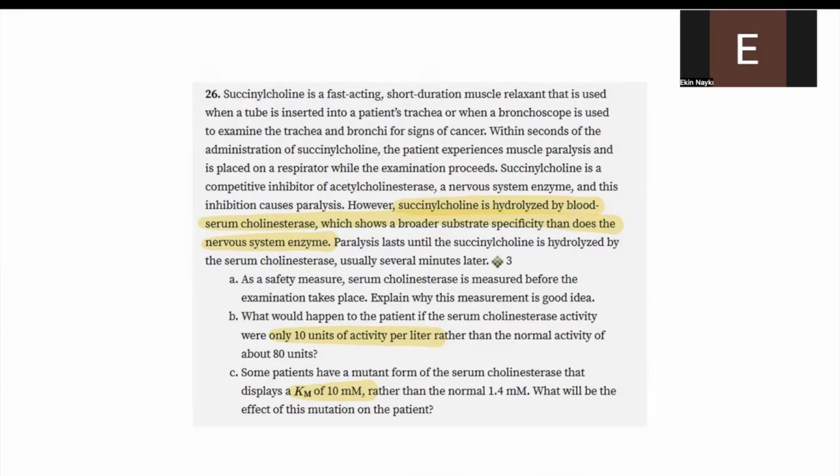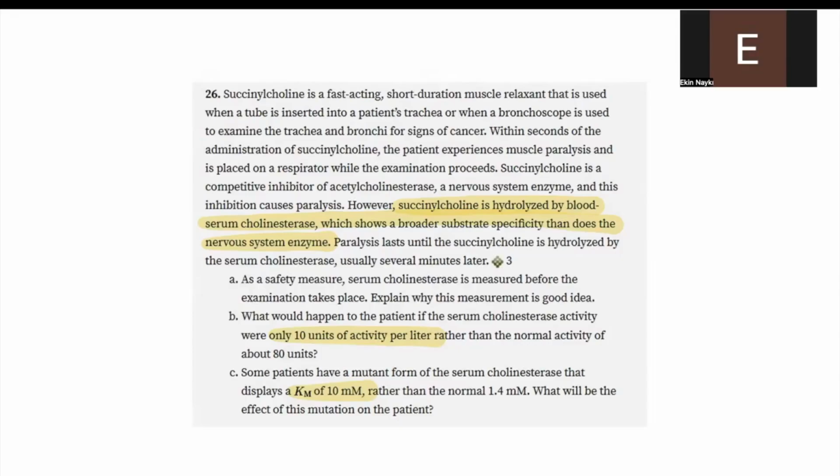Because acetylcholinesterase is inhibited, acetylcholine can't act properly and muscle paralysis occurs. The drug is then broken down by serum cholinesterase, which is found in blood plasma. Once it is hydrolyzed, normal muscle function returns, typically within a few minutes.